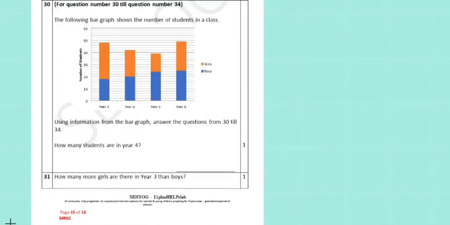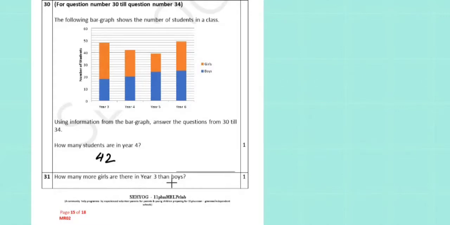In question number 30, there is a bar graph showing number of students in a class. The orange is the number of girls and blue is the number of boys. The question asks how many students are in year 4. So, looking at the bar at year 4, now here between 0 to 10 students, there are 5 divisions, which means each division stands for 2 marks. So, at year 4, the bar is standing at 40 plus 1 division, which means 2 marks. So, 42 students are there in year 4.